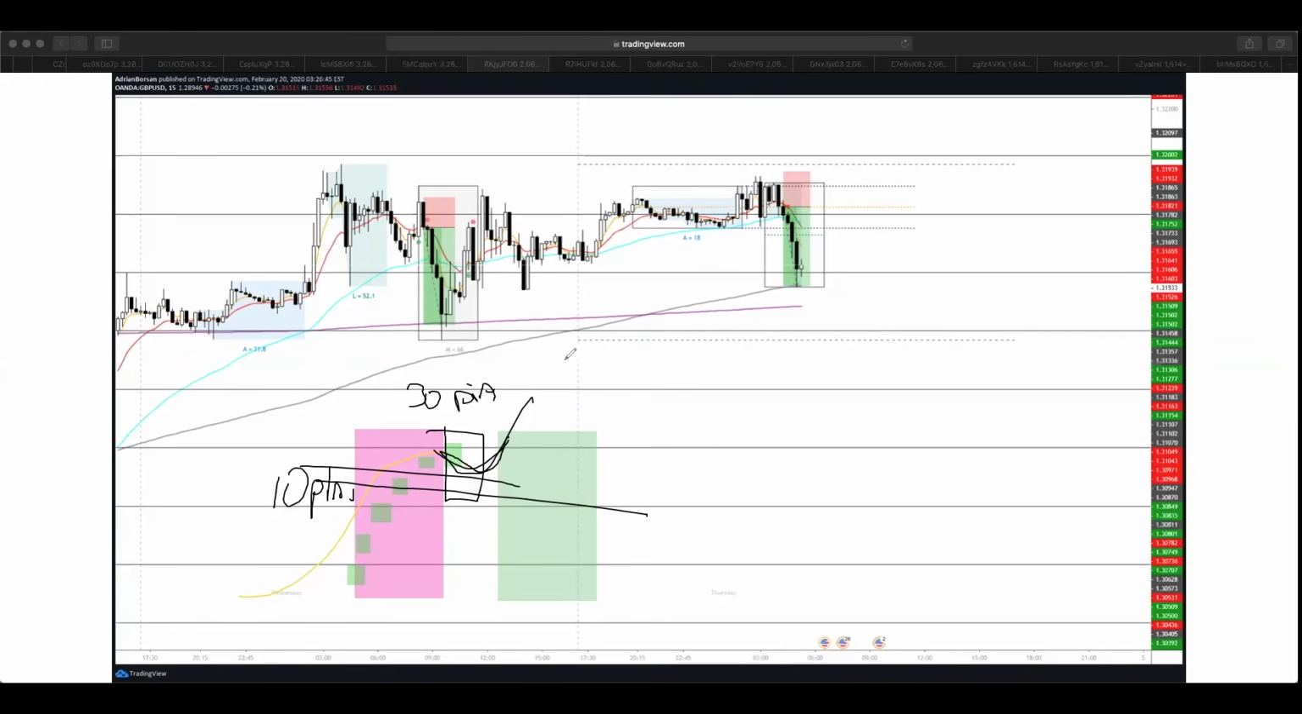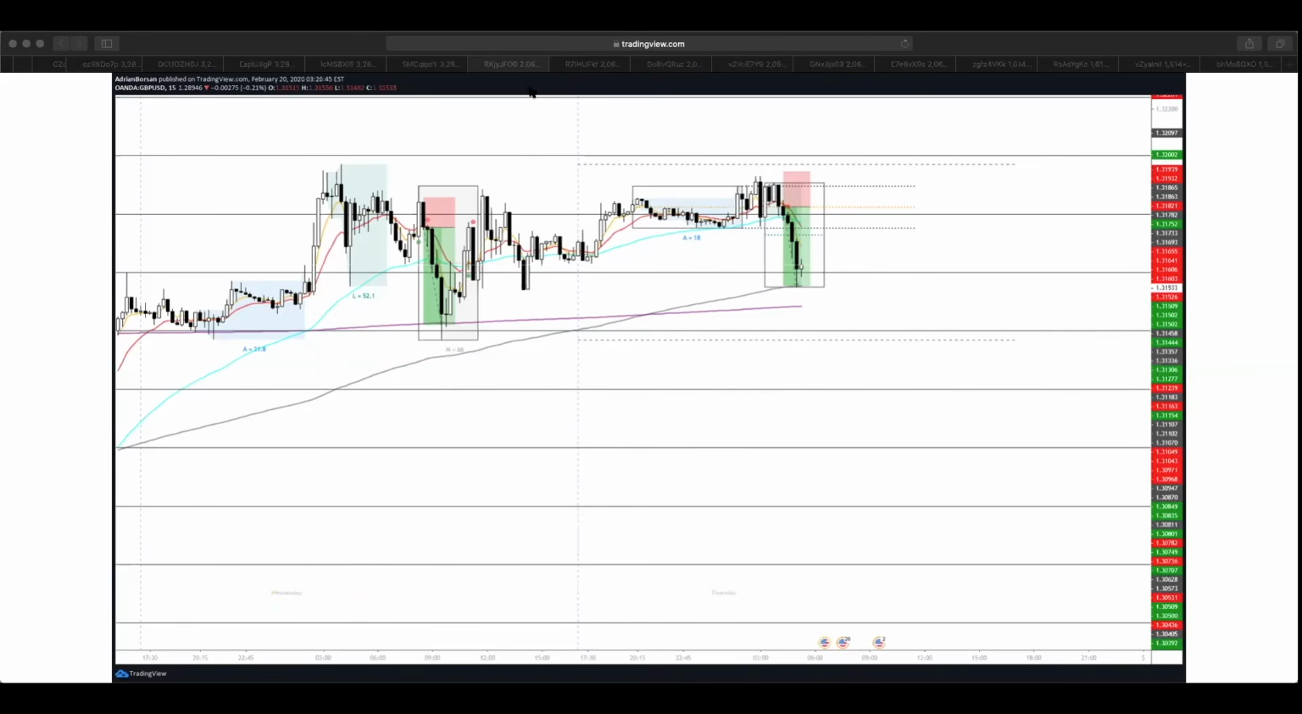But at any point, if you're up 30 pips, take your profit and call it a day. There's no need to do any of that stuff. Be happy that you got 30 pips and come back tomorrow. There's no need to be greedy or anything like that. Just take it and run.